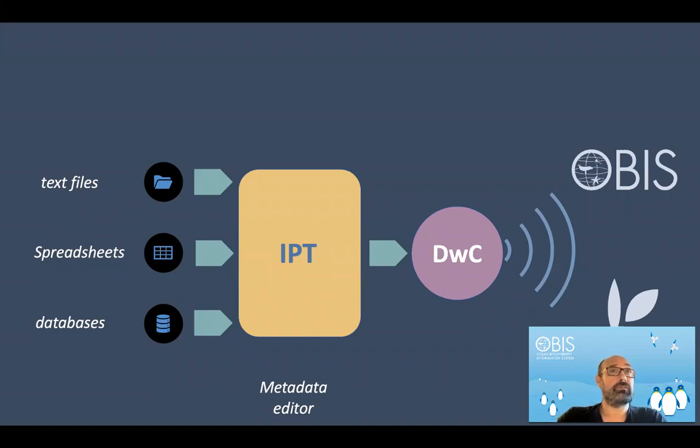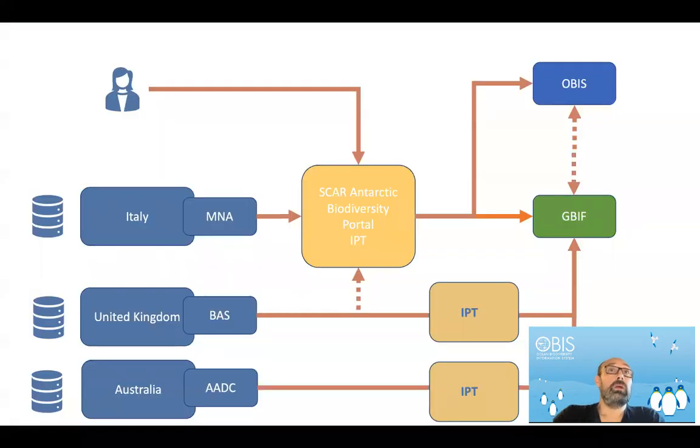What we use is what is called an IPT, or an Integrated Publishing Toolkit, to publish data. This can be supplied in text files, spreadsheets, or by making connections to databases. And what we do within that IPT is publish that data into a Darwin Core format, which then gets shared with OBIS and GBIF. In this way, we work with individual researchers that have small data sets lying around, but in some cases, we also work directly with national institutes, such as the Museo Nazionale dell'Antartide, the National Antarctic Museum in Italy.